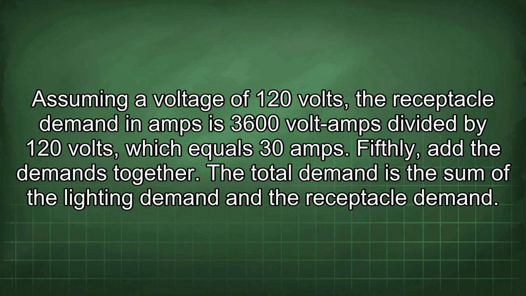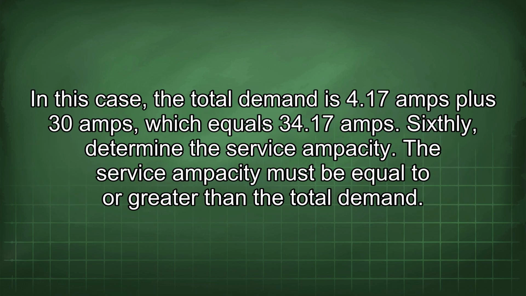Fifthly, add the demands together. The total demand is the sum of the lighting demand and the receptacle demand. In this case, the total demand is 4.17 amps plus 30 amps, which equals 34.17 amps.